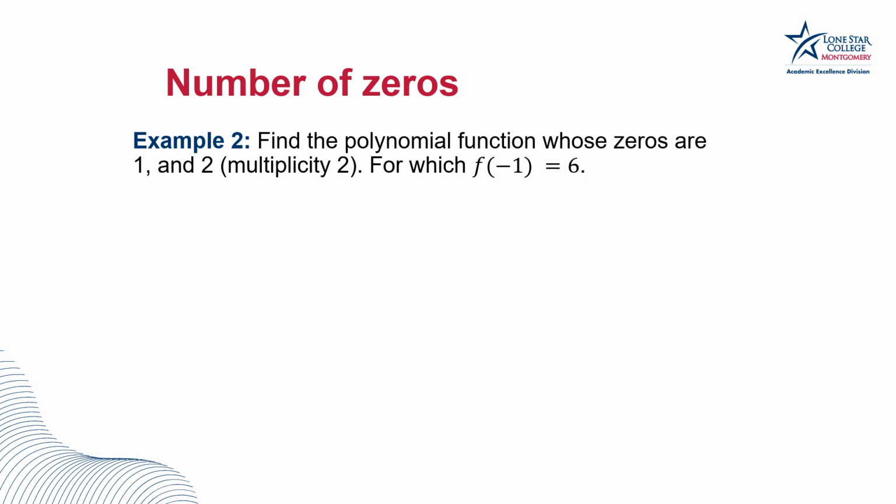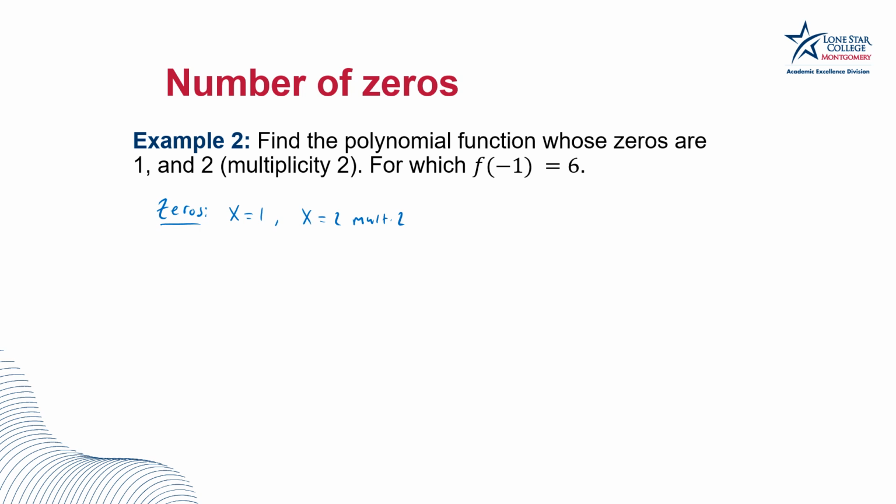So right off the bat, let's list what our zeros are. Our zeros are given to us: 1, so we can say this is x equals 1, and then 2, however, it says is a multiplicity 2. Multiplicity 2 basically means that we have x equals 2 twice. So when we want to write our polynomial function, we're essentially working backwards.